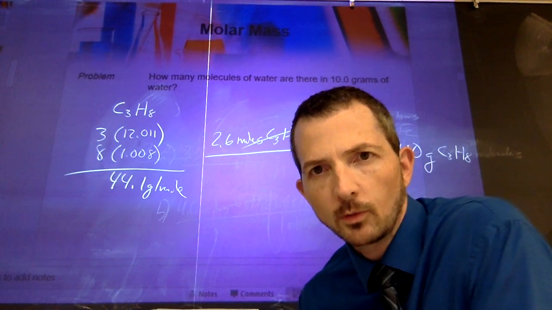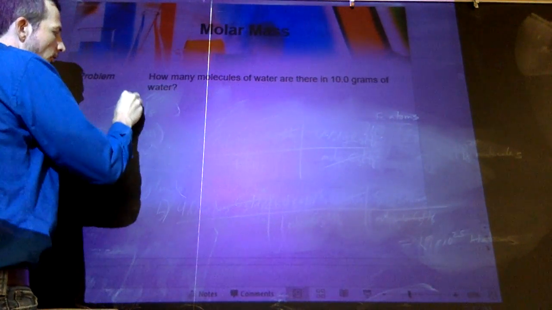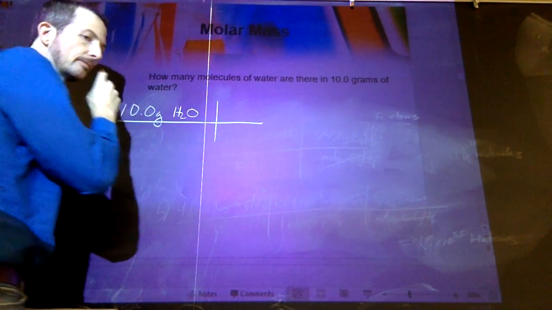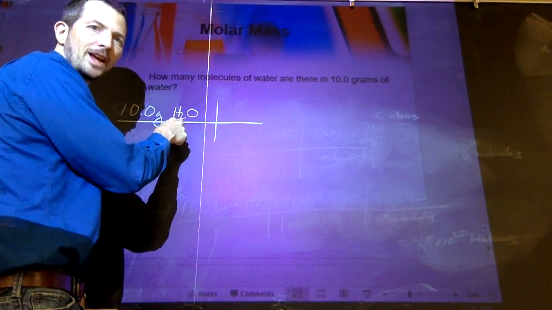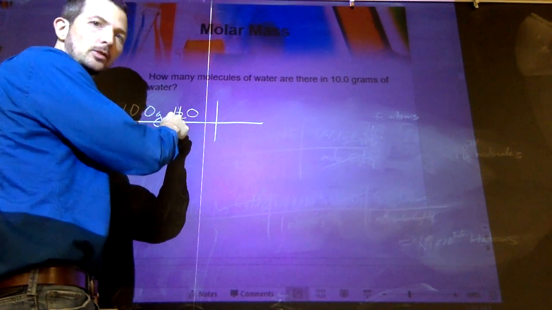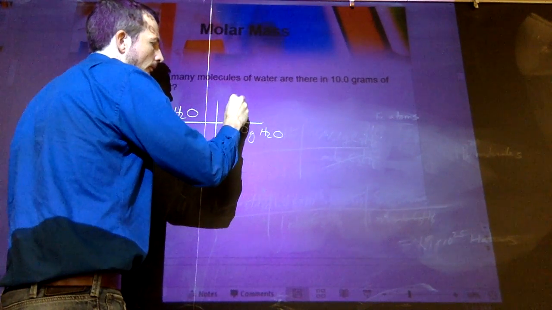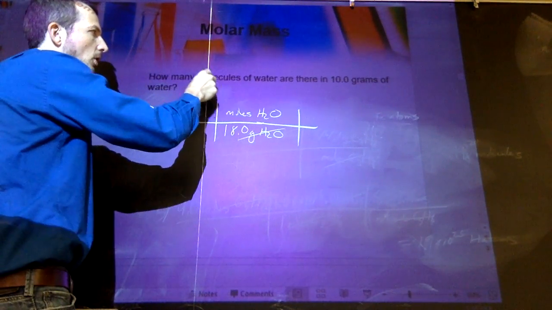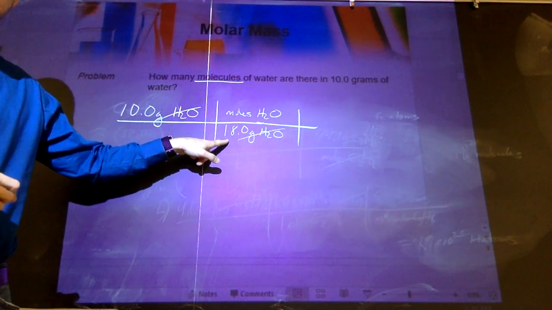Now this says, how many molecules of water are there in 10 grams of water? It's getting a little more difficult here. So 10 grams of water. So how many molecules? Well, I can use the molar mass to see how many moles I have. This is grams, I need grams on bottom here. Grams per mole. It doesn't say how many moles, it says how many molecules of water. So 10 divided by 18 would give me the moles.